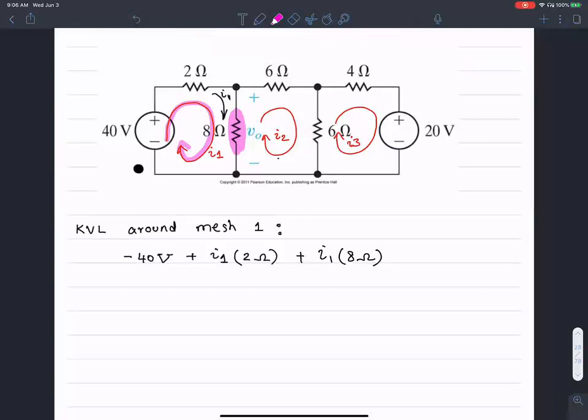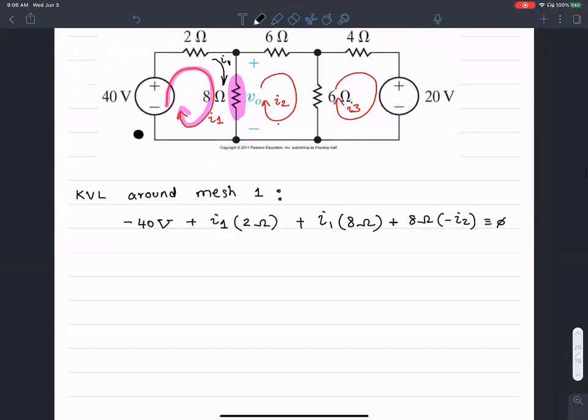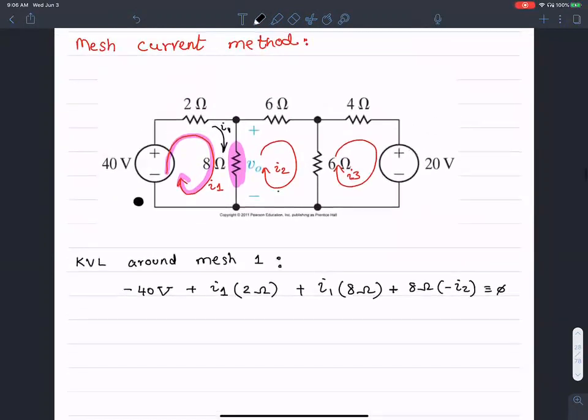Then this resistance is also shared with the second mesh. So I have to account for that as well by writing 8 ohms multiplied by negative I2. All of that will equal 0. In other words, I can write this equation as the voltage drop across this guy, negative 40 volts, plus the voltage drop across this guy, in which there's only one current I1, and the voltage drop across the 8 ohms resistance.